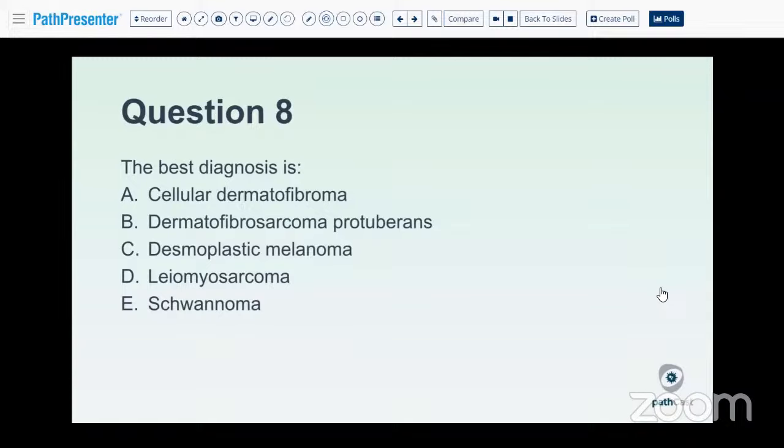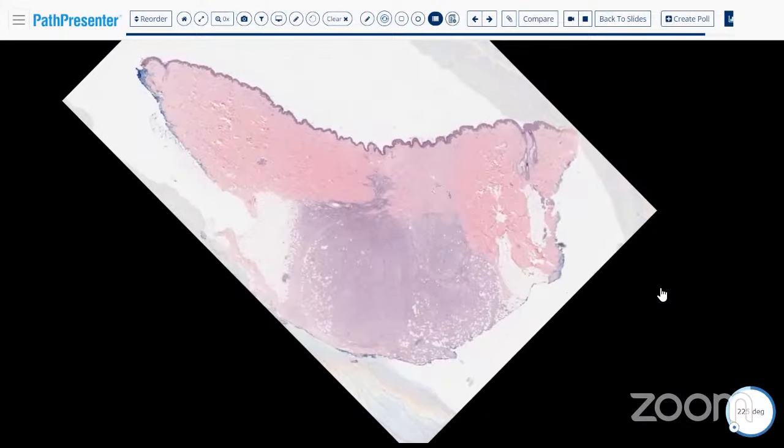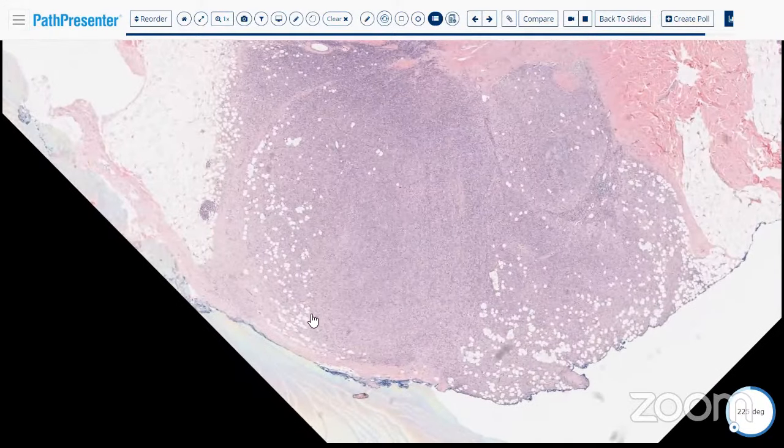Our question number 8 shows a nice excisional specimen, and we see a bulky tumor filling the deep reticular dermis and piercing into the subcutis. And as it's piercing into the subcutis, even at low power, we can see that it's really chewing into the fat and dissecting into it. And that's the so-called honeycombing pattern into the adipocytes.